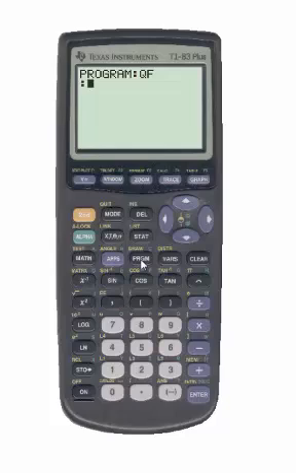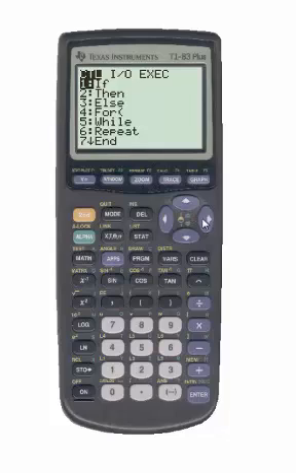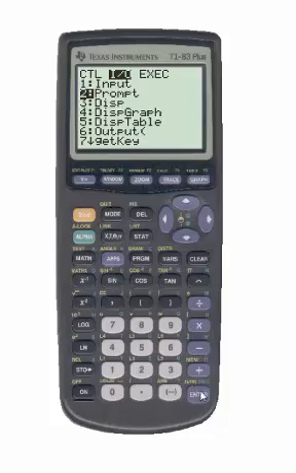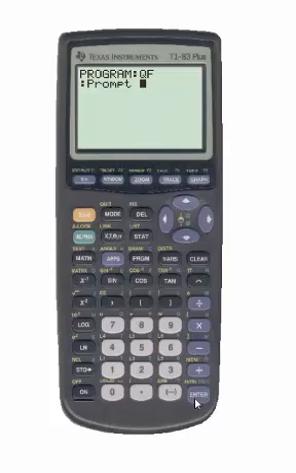So the first thing we're going to do is hit program. We've got these three little menus, and I'm going to scroll over to the right to one. And I'm going to go down to this prompt. So what prompt does is it says input something that calculator will ask you. So we've got in our quadratic equation y equals ax squared plus bx plus c. So we're going to enter the a, b, and the c.